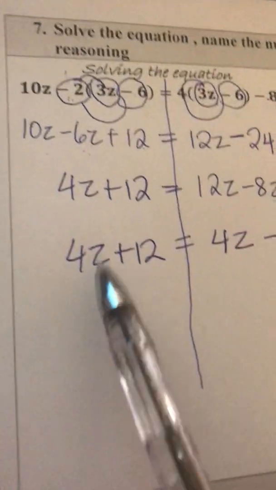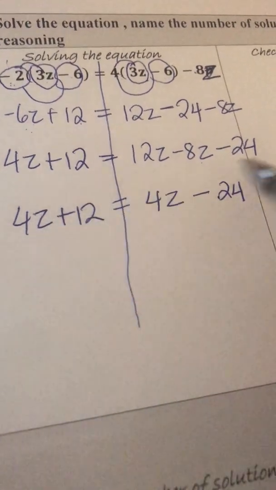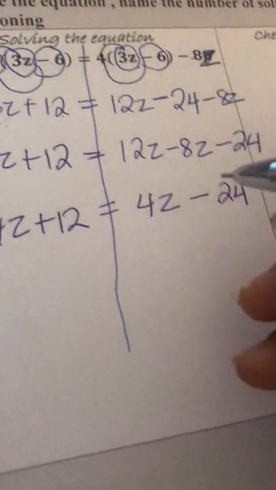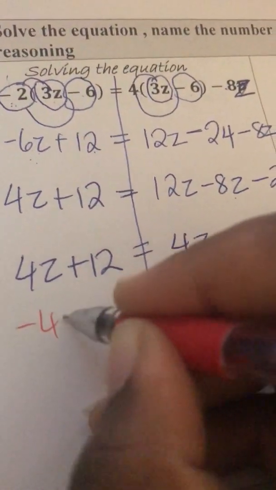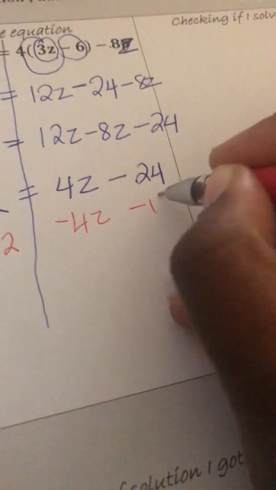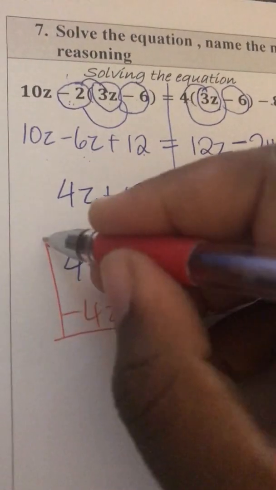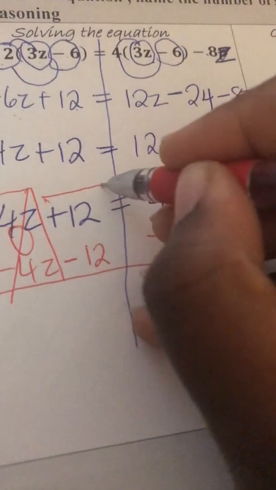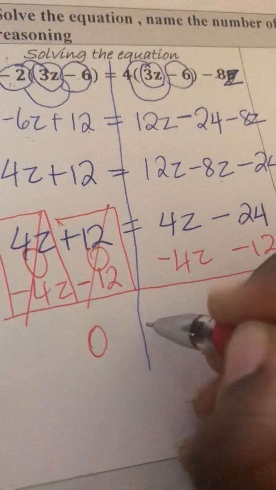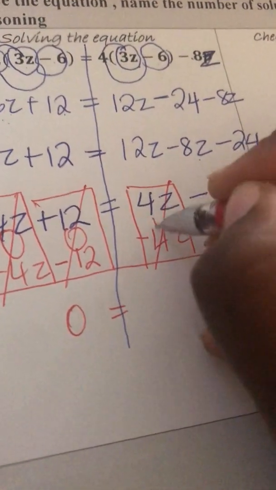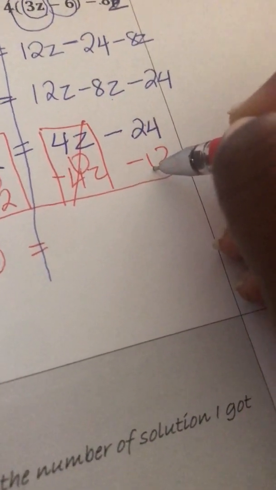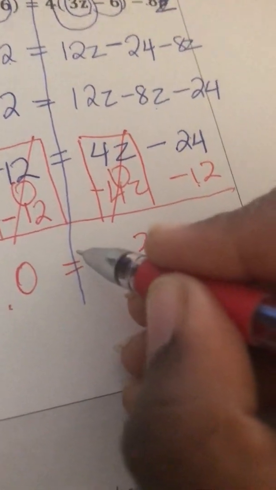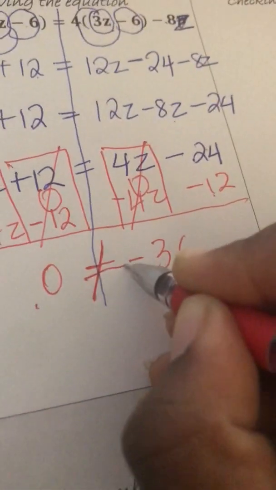I don't even need to continue. This does not look like this. Even if I solve, I should already know I have no solution. But let's continue. Letters on the left, numbers on the right. So I will write minus 4Z, minus 4Z, minus 12, minus 12. Okay? This box goes away because it's 0. And also this box. And this box also goes away because it is 0. So on this side, I have 0. And then on this side, this is 0. And negative 24 minus 12, negative 36. 0 and negative 36 are not friends. They are not the same. So this is no solution.